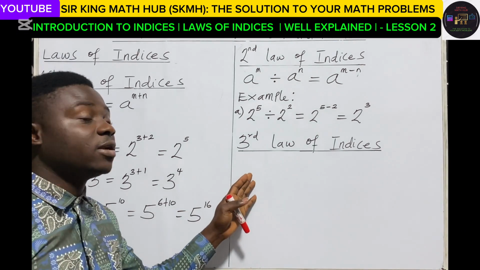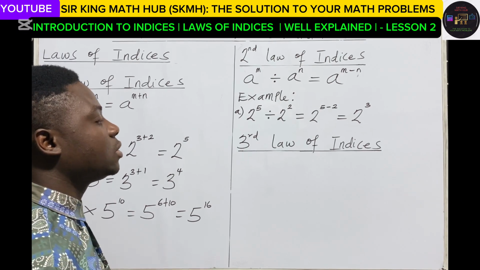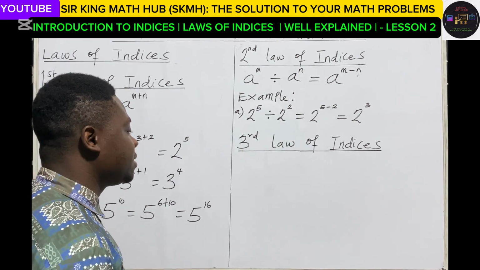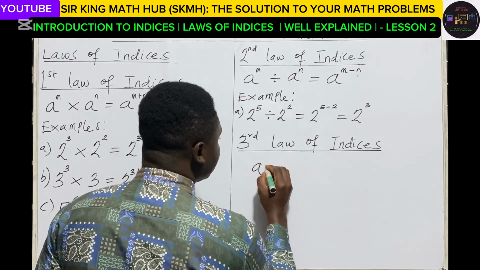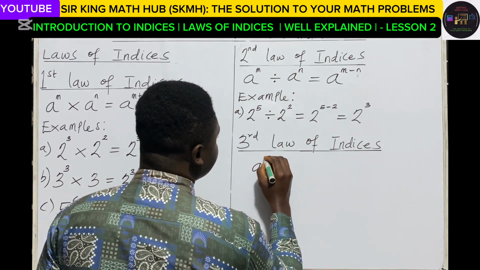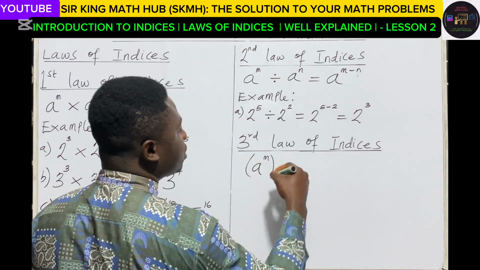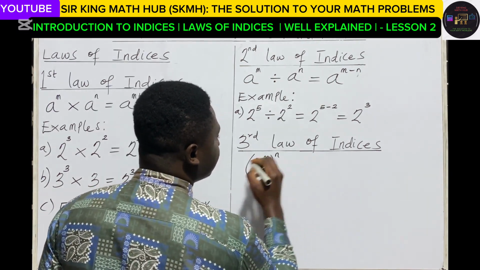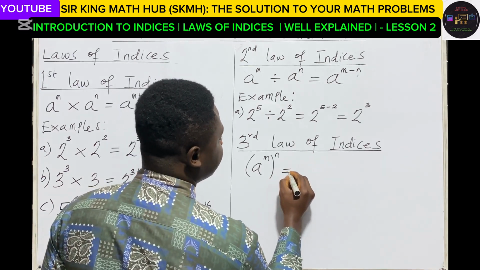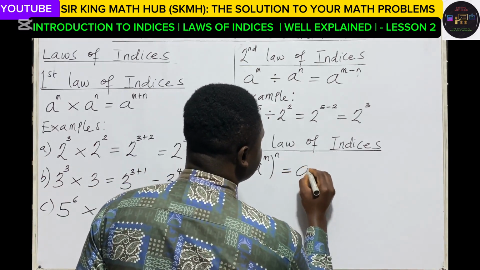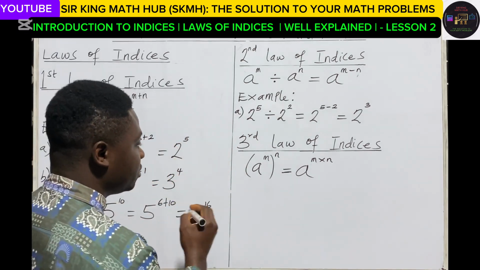Okay, let's also look at the third law of indices, also known as the power law. So what does this law say? What this law is saying is that, let's say we have an index form a exponent m, and then this a exponent m also has an index, let's say n. What this law is saying is that anytime you come across a situation like this, just write the base and then multiply the index.